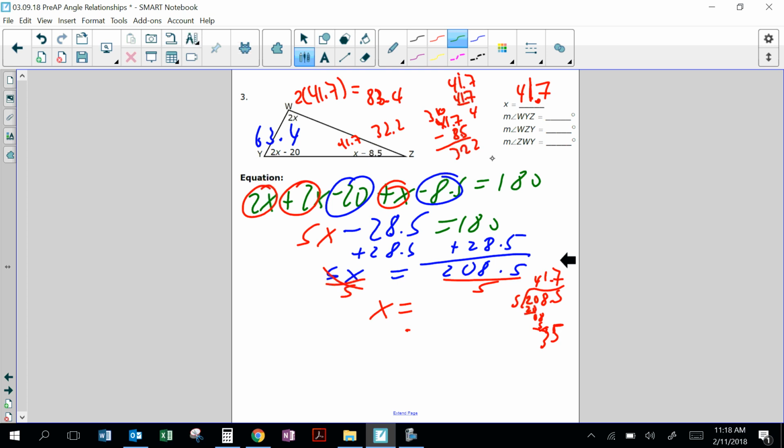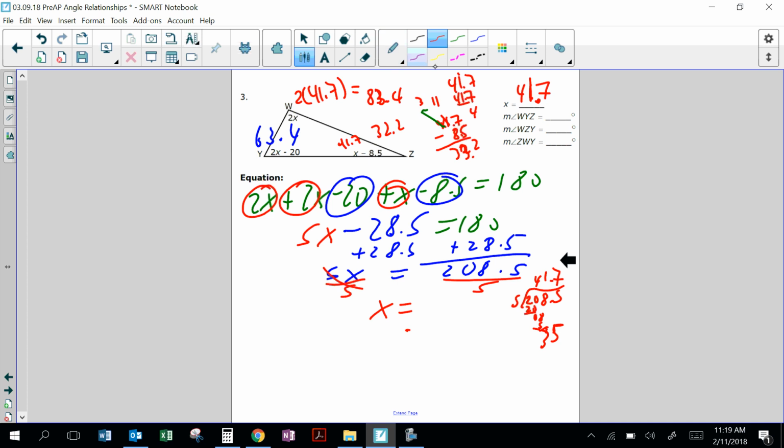7 minus 5 is 2. Can I take an 8 from a 1? From a 1? No, I cannot. So let me erase this. So I need to regroup from the 4, which becomes a 3, and this becomes 11. 11 minus 8 is 3, so it's 33.2. I knew it. So now it's correct.